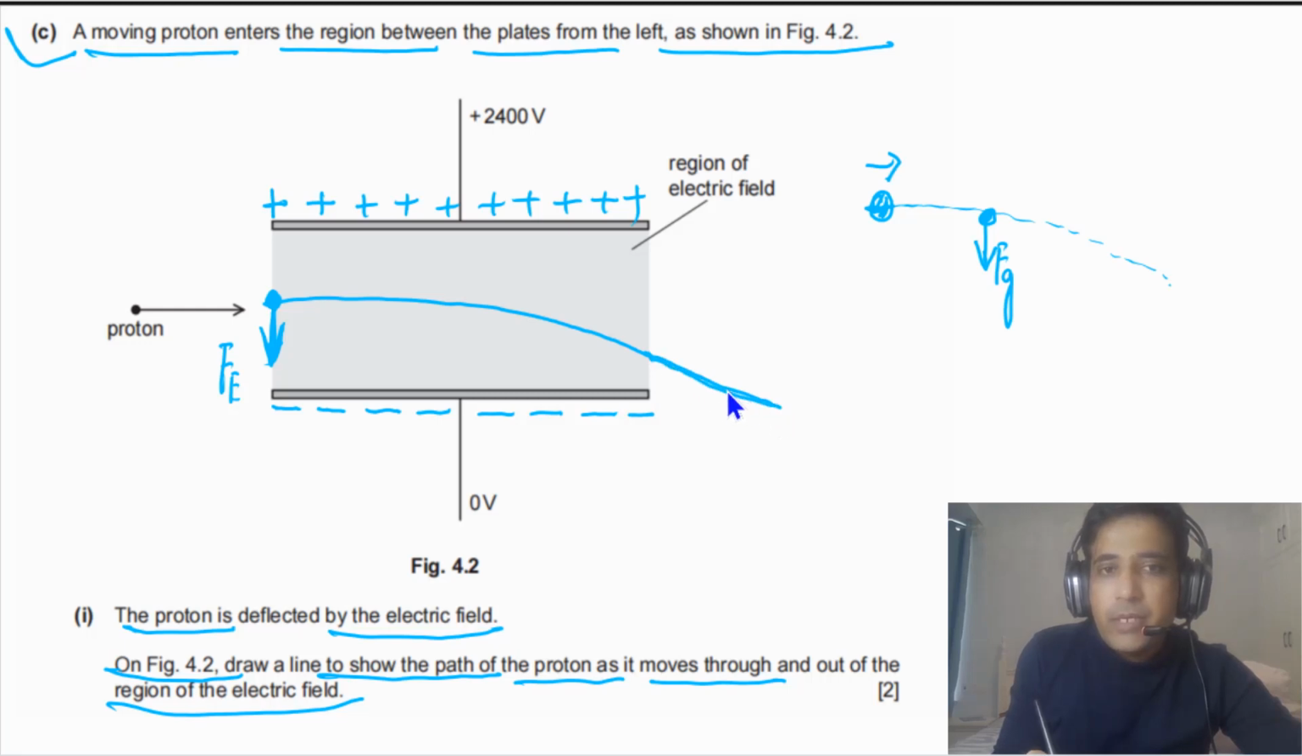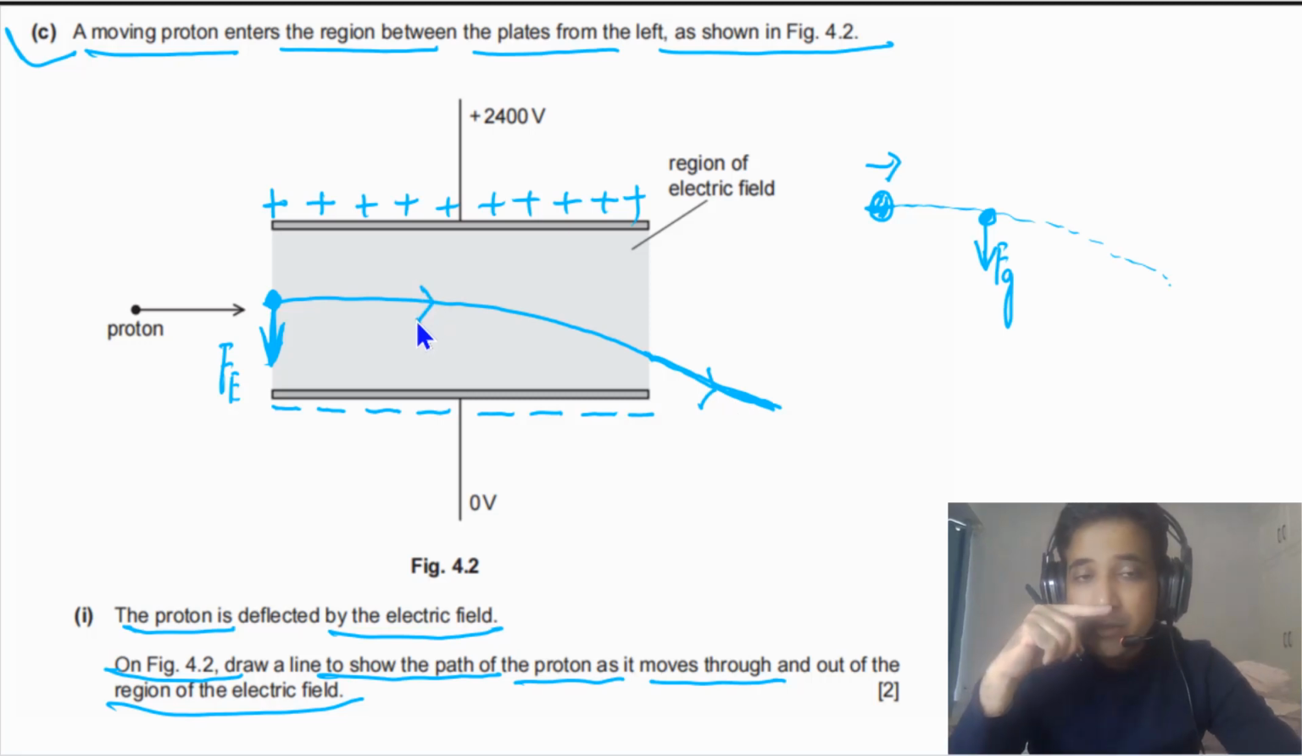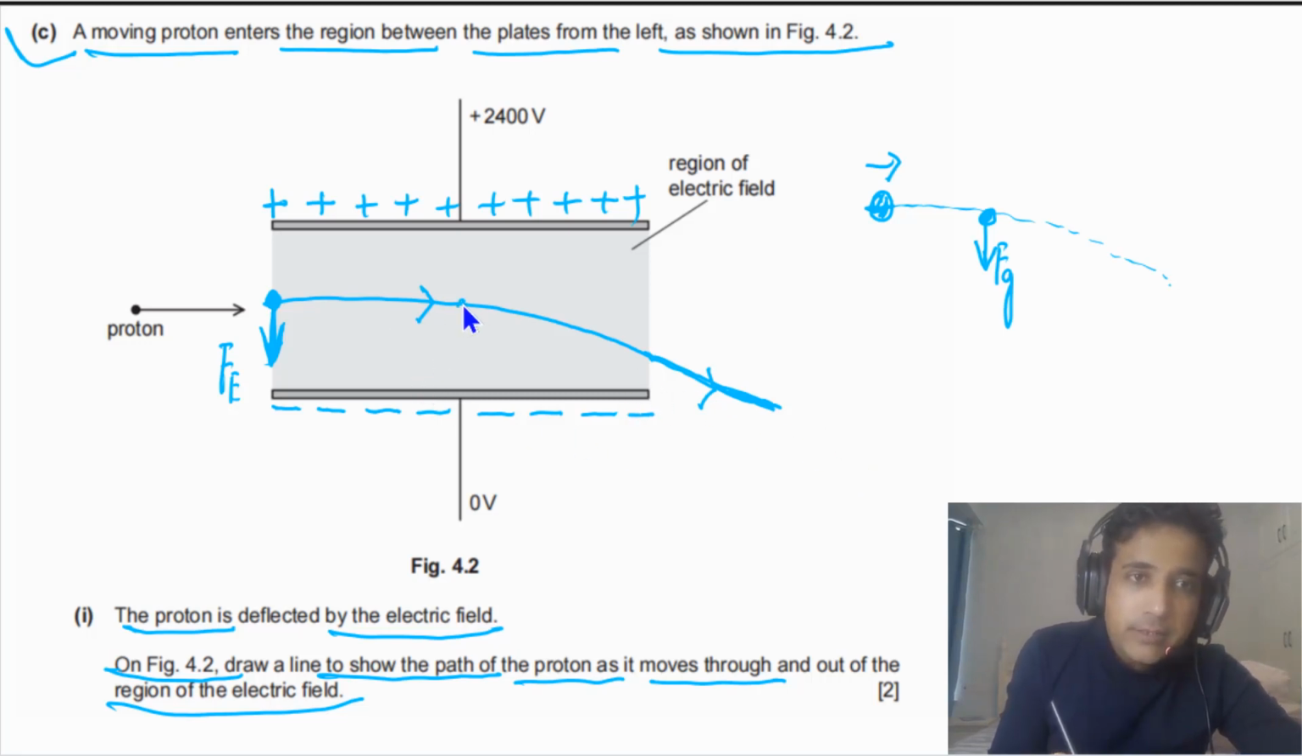Why is it like this? Because the electric force is just acting in one direction all the time. So this path is parabolic. This one has to be a parabolic path. If you draw this one, you will get 2 marks. And this one has to be a straight line. We are ignoring the effects of gravity.